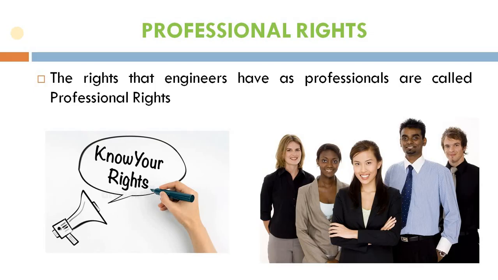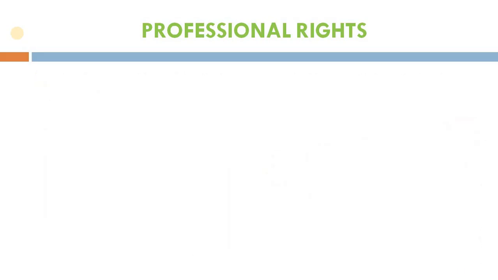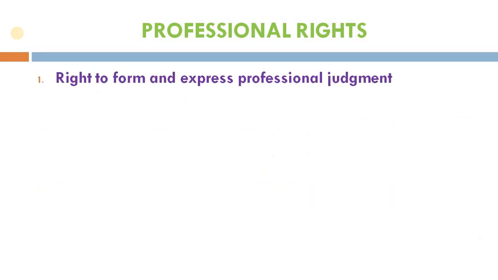First, let me tell you what professional rights are. Professional rights means the rights that engineers have as professionals. So, what are the rights that an engineer has in his profession? Now let me say this professional rights under 6 subheadings.